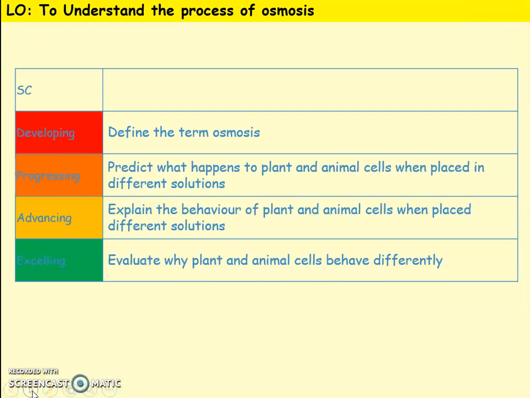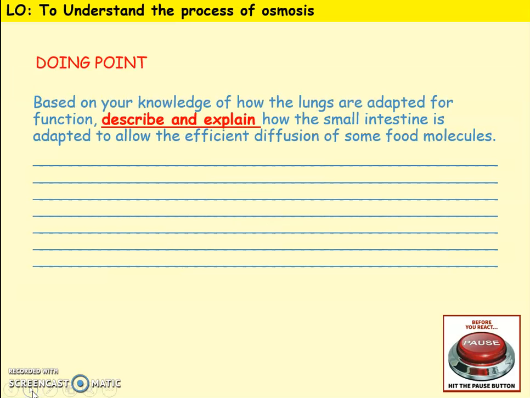So today, our success criteria: we're going to look to define the term osmosis, predict what happens to plant and animal cells when placed in different solutions, explain the behaviour, and evaluate why plant and animal cells behave differently. But before we do that, have a go at this. Pause the video now and see if you can recall some information about diffusion. All done? Great. Let's have a look and see how you got on. Here's the mark scheme.